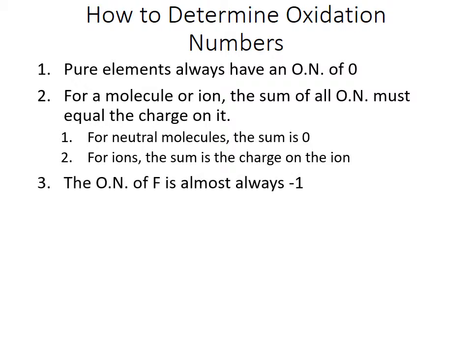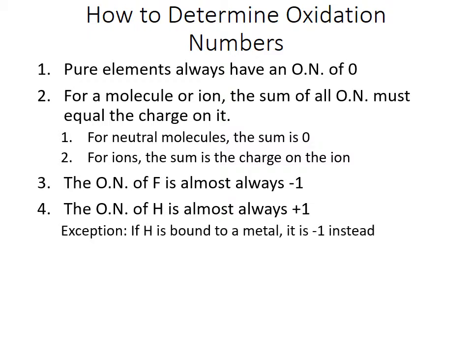Now we can look at a couple of elements that have set values that we can rely on. The oxidation number of fluorine is almost always -1. The oxidation number of hydrogen, however, is almost always +1. But there is one exception. If hydrogen is bound to a metal, for instance the compound sodium hydride, it is -1 instead because the hydrogen is behaving as the anion.